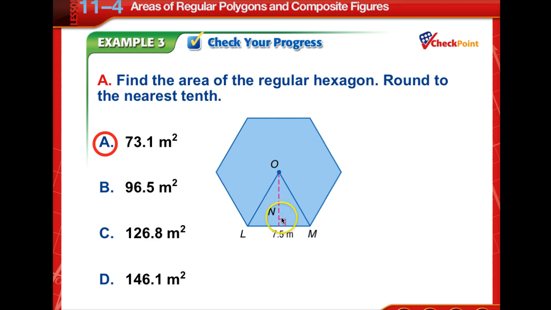So if we substitute into the area formula, we're going to have 1/2 times the apothem, which is 3.75 times the square root of 3. And the perimeter is 7.5 times 3, so that's times 22.5. That'll give you 73.1.